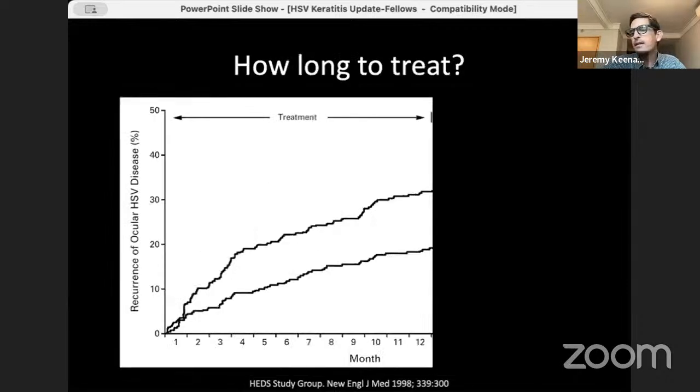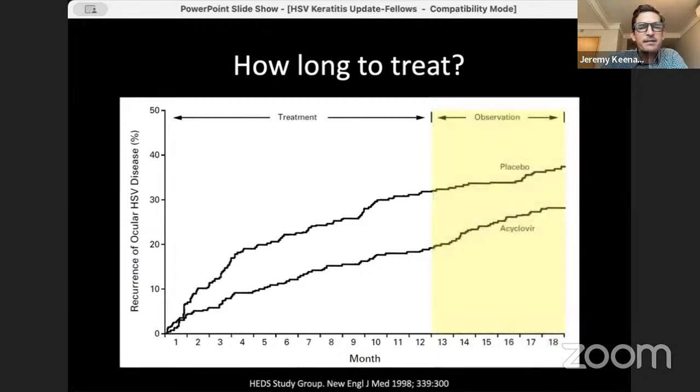And the HEADS trials did a different study where they looked at recurrence of any ocular herpetic disease. This is again showing the recurrence over a year, and the bottom line is the acyclovir and the top is the placebo. They then had everyone stop their study drug at a year and followed them for longer.